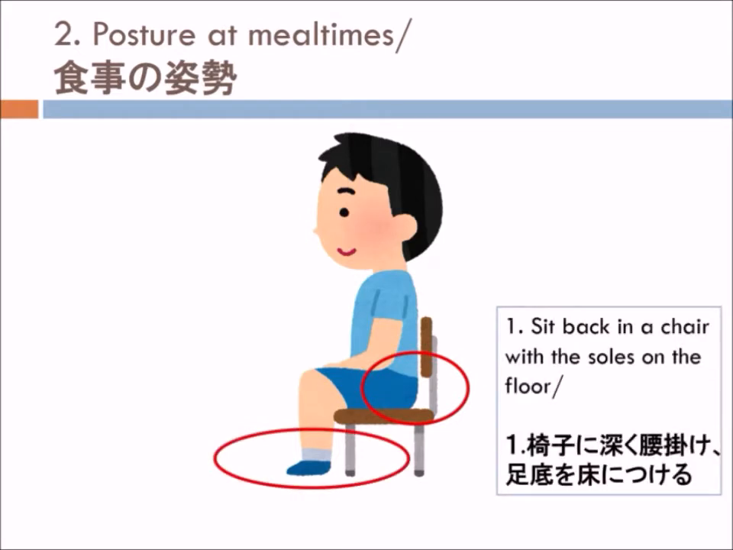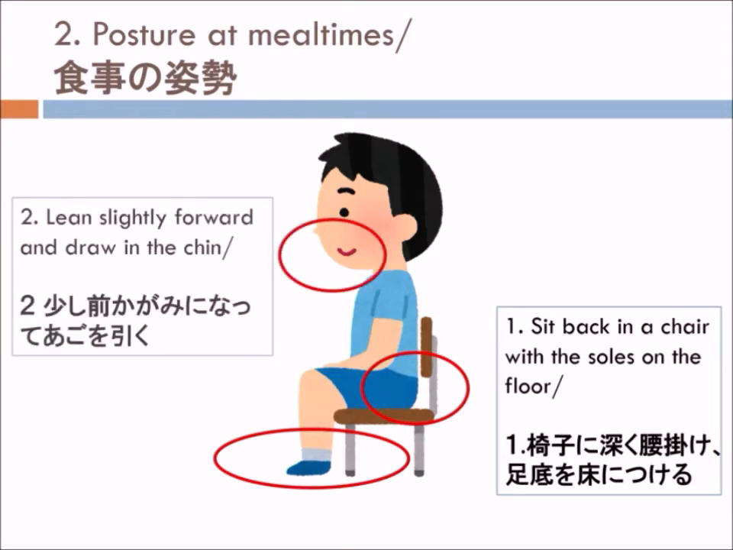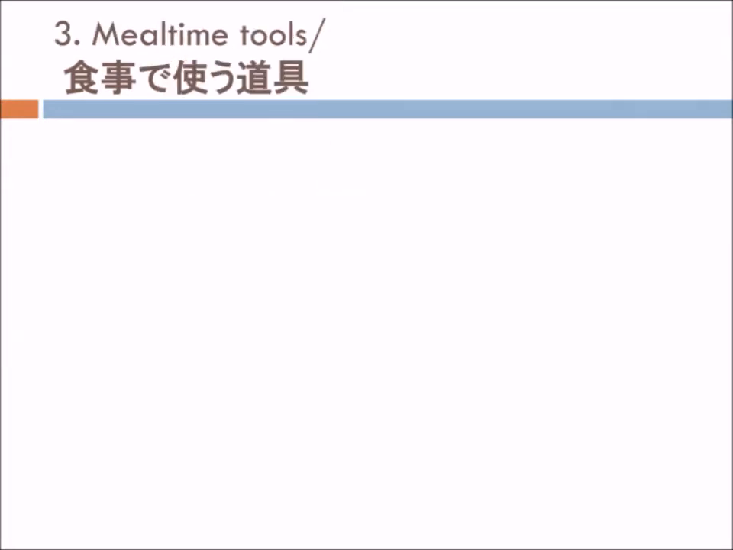1. Sit back in a chair with the shoulders on the floor. 2. Lean slightly forward and draw in the chin. 3. Mealtime tools.